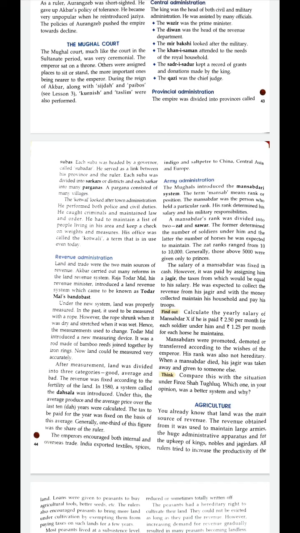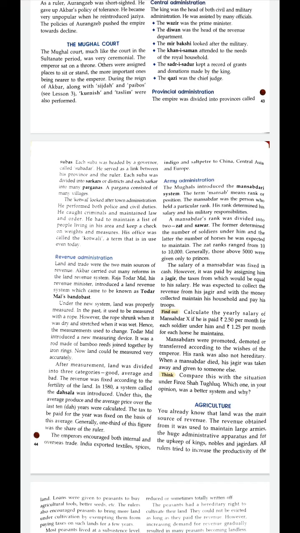Clear? So, under the Mansabdari system, a Mansabdar had to maintain a certain number of troops and horses depending upon his rank. Clear? Now, the salary of the Mansabdar was given not in cash but in the form of Jagir. Clear? Now, Jagir was not hereditary. Okay? If he died, then the Jagir was to be given back to the king. Clear? So, this is all about the army administration. I hope you have understood the administration regarding the center, provinces, revenue, army.